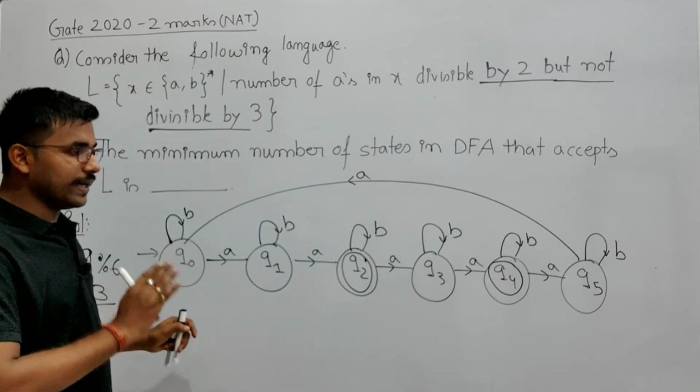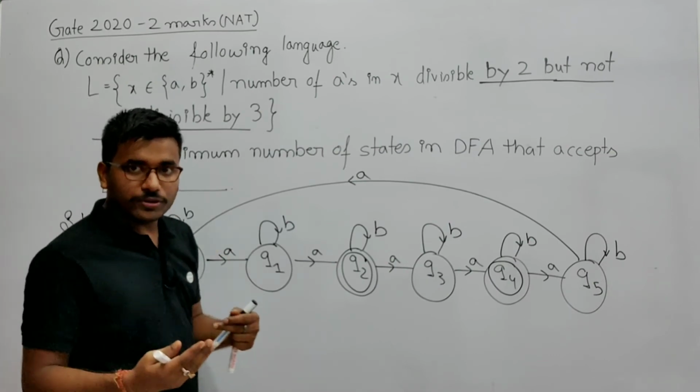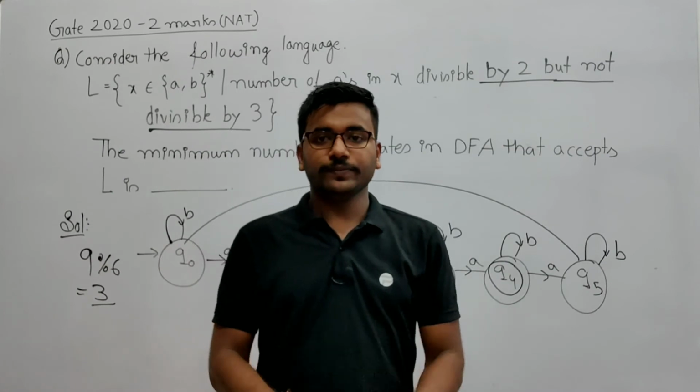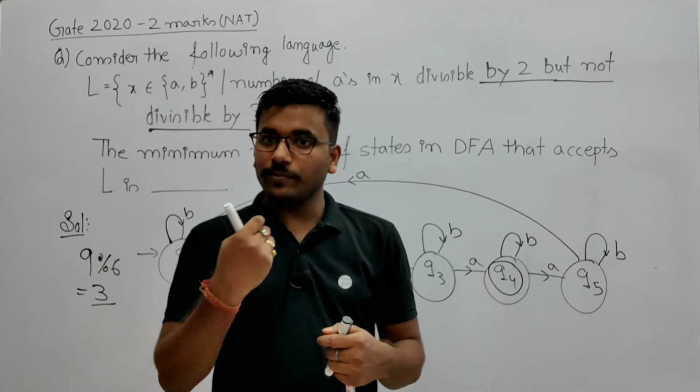This kind of question we have seen in sigma when sigma is 0, 1. For this kind of question, how to approach? First, I am just giving you a summary. First, find the LCM of both. It will give you the number which is divisible by both.